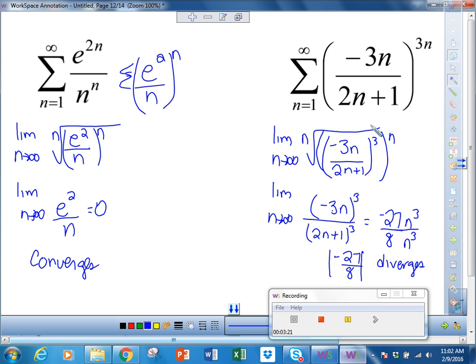And really, this failed the nth term test, because we have negative 3 over 2 as n goes towards infinity. So it actually failed the nth term test. I just didn't pay attention to that. So this diverges because it's greater than 1.